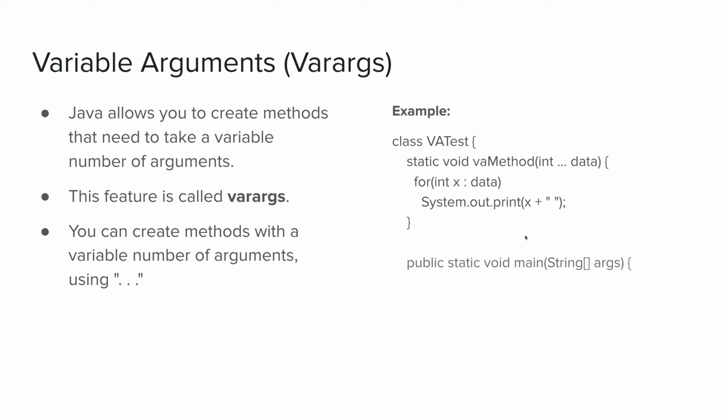All right, so how do we call this? We can call this vaMethod with basically any number of arguments: 0, 1, as you can see here. We can call with 3 arguments, we can call with more arguments. Let's see more examples in the editor.